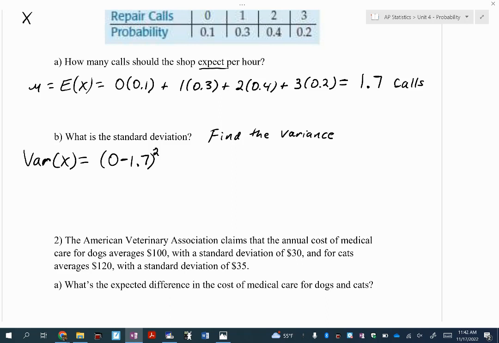But here's the new thing. The new thing is we need to multiply by the probability. And what was the probability of 0 calls? 0.1. So you just literally copy and paste, but we're going to change the numbers. So plus 1 minus 1.7 squared. I should have said write small, obviously.